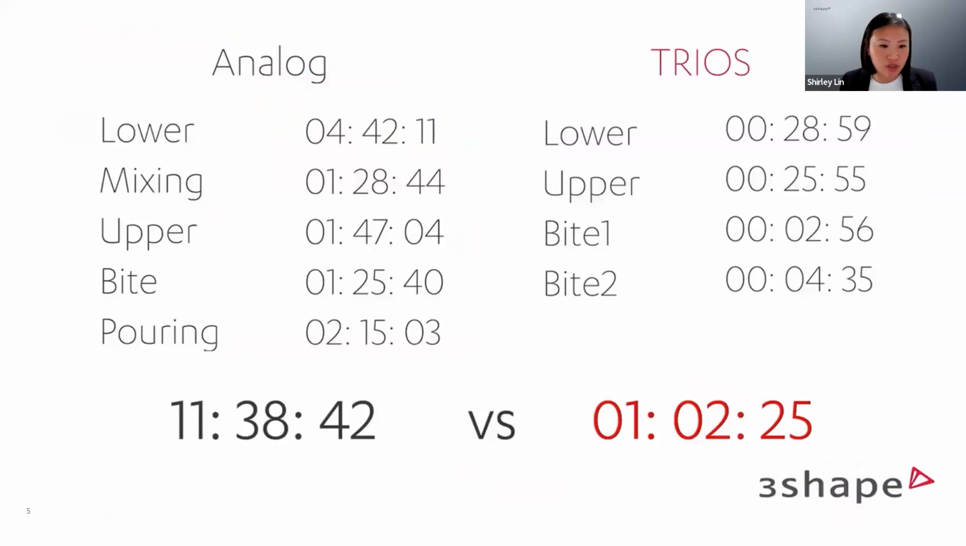So in your analog impression, you can see here what they've timed it as. It took the whole process 11 minutes and 38 seconds, whereas with an intraoral scanner, this Trios one to be specific, it only took just over a minute for a full mouth scan.